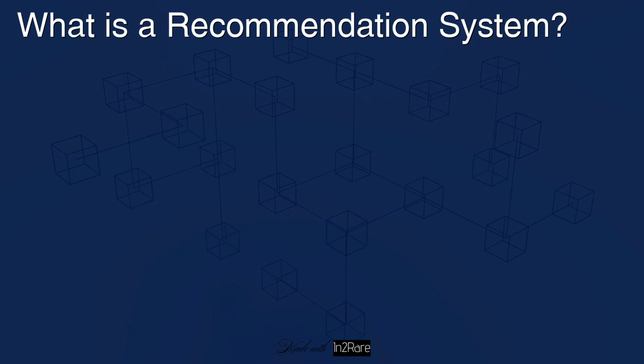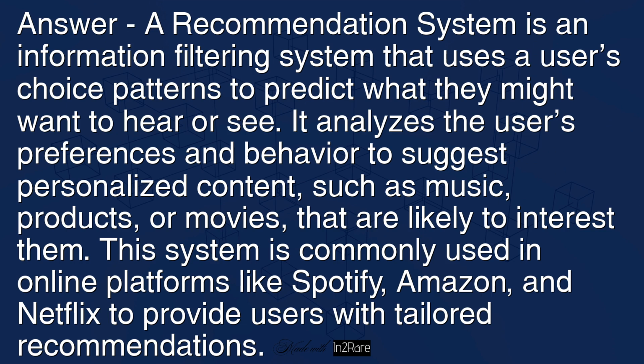What is a recommendation system? Answer: a recommendation system is an information filtering system that uses a user's choice patterns to predict what they might want to hear or see. It analyzes the user's preferences and behavior to suggest personalized content, such as music, products, or movies, that are likely to interest them. The system is commonly used in online platforms like Spotify, Amazon, and Netflix to provide users with tailored recommendations.